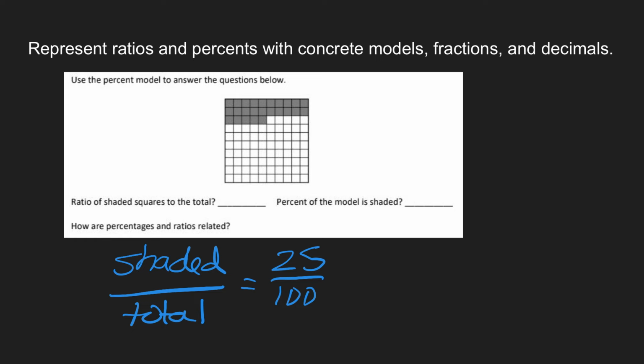Since it's asking for the ratio, I would probably go ahead and simplify that to be 1 to 4. What percent of the model is shaded? Oh, well, that's easy because we already have out of 100 right here. So I would just say 25%.